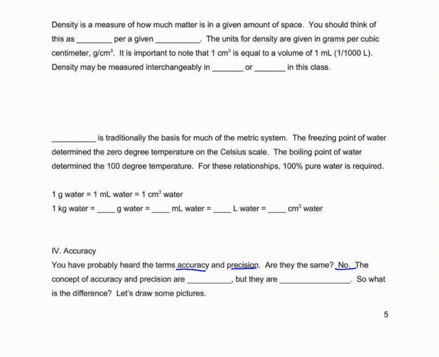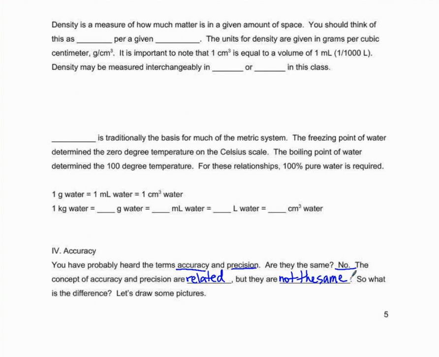The concepts of accuracy and precision are related, which is why in the real world we tend to use these two terms interchangeably, but they are actually not the same. These two things are different. So what is the difference?